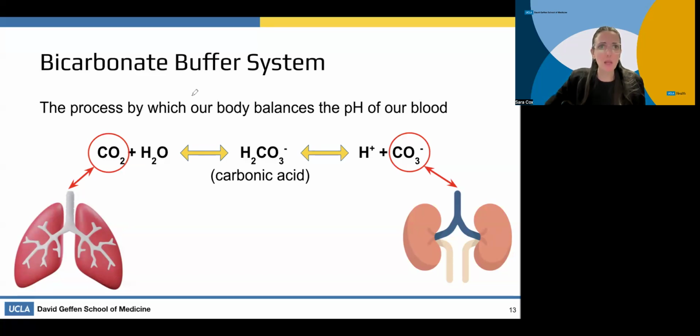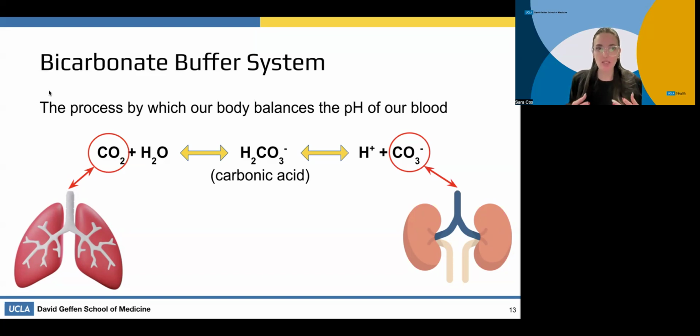Conversely, when the blood becomes too basic or too alkaline, there's not enough hydrogen ions, carbonic acid can dissociate into hydrogen ions and bicarbonate to increase hydrogen ion levels and make it more acidic. It's a very delicate buffer system that relies on the lungs and the kidneys to do their job. So if we have issues with lungs or kidneys, we can affect the pH of the blood. If we affect the pH of the blood, we'll see changes in the way the lungs and kidneys work.